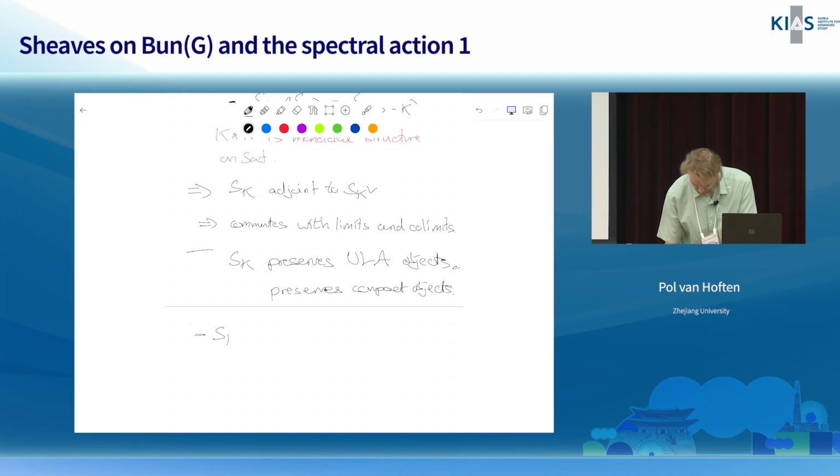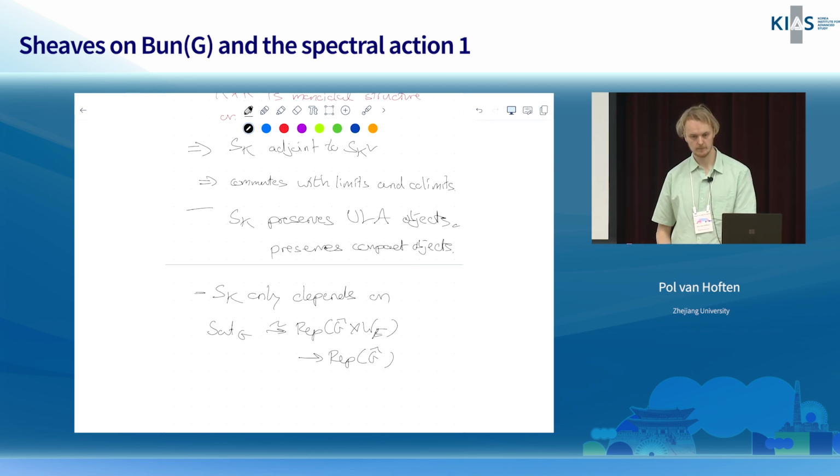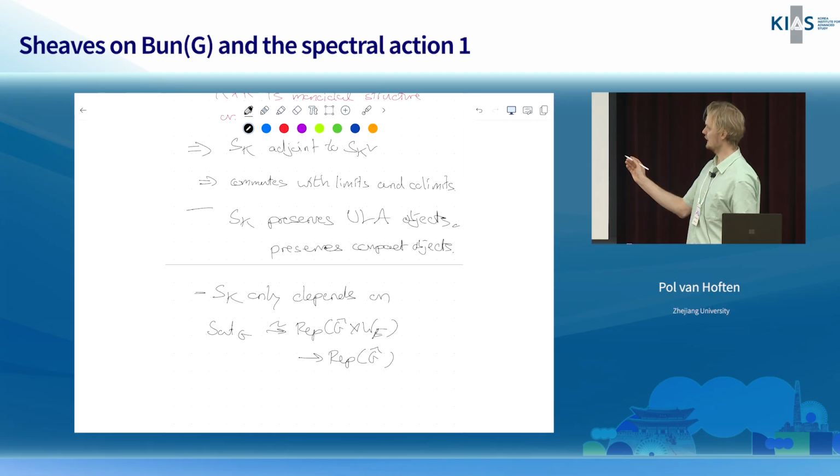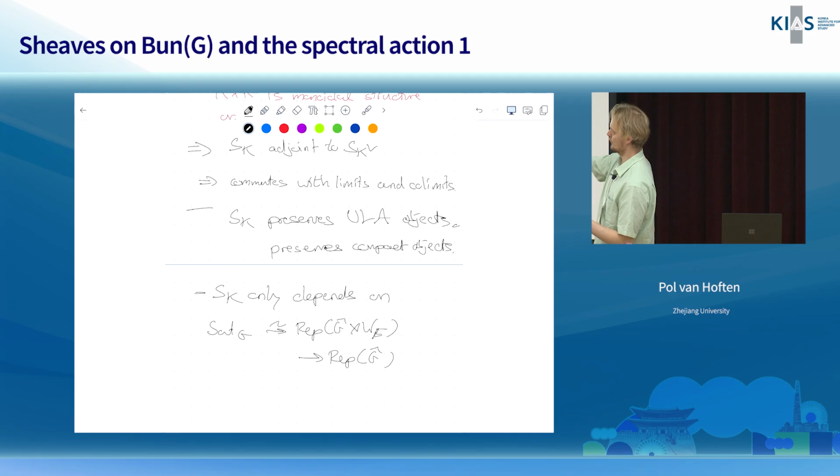so Sk only depends on, right, I have this Satake category of G, which is the same as Rep of G hat semi-direct product W_F. And I can kind of just forget the W_F part. So it only depends on this composition. So this kind of makes sense, right? We're forgetting the V group action. So the V group action on the kernel should also not matter.